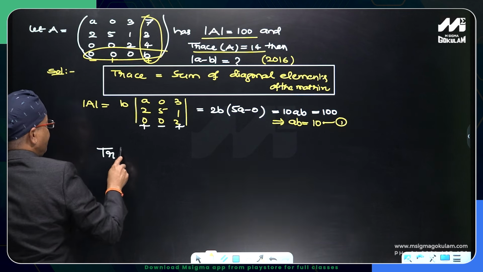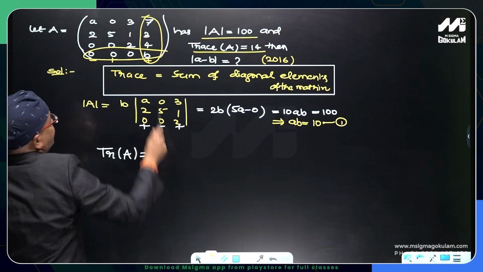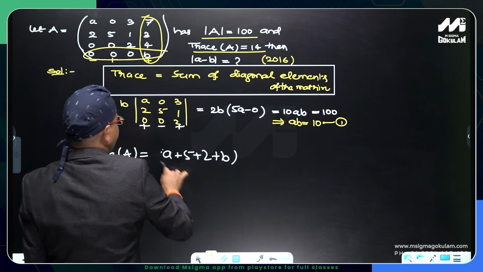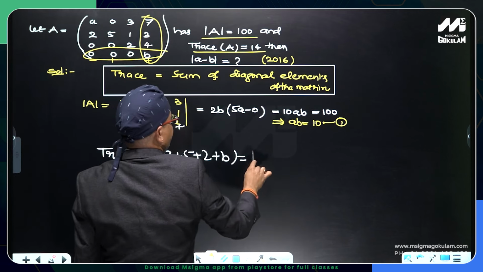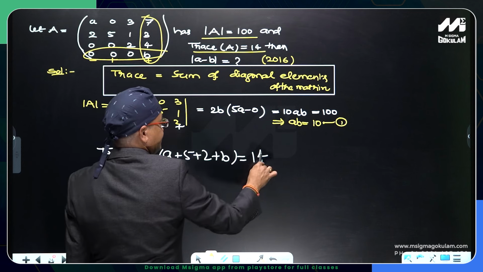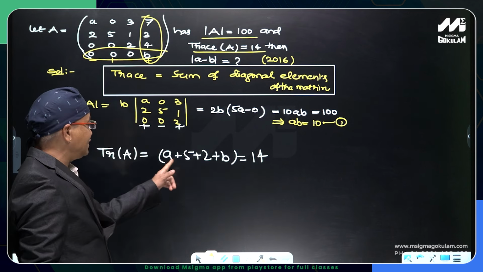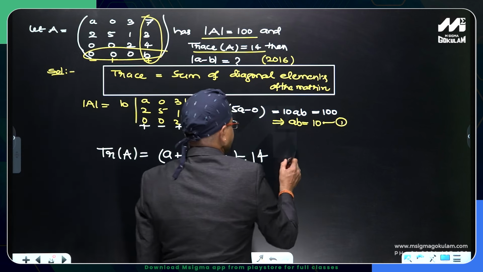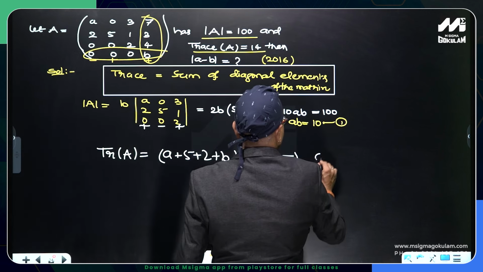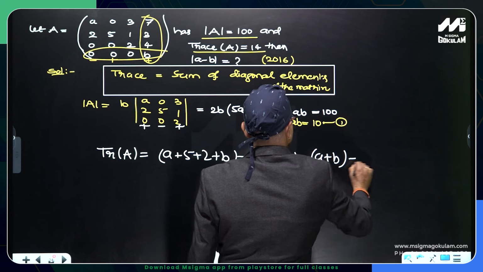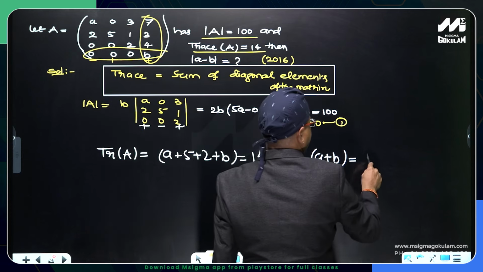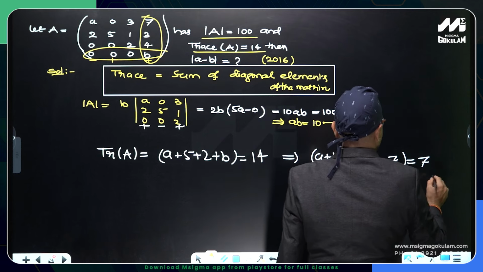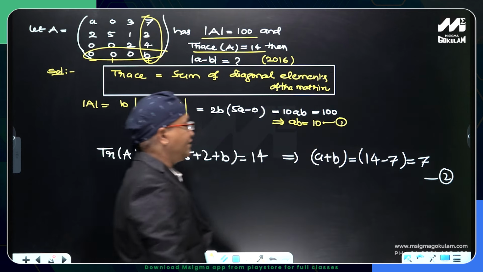So, trace of A is nothing but a plus 5 plus 2 plus b. This value is given as 14. With this, I am getting another relation. 5 plus 2 is 7, taking to the right side, then a plus b equals 14 minus 7. That means 7. So, this is another relation between a and b.